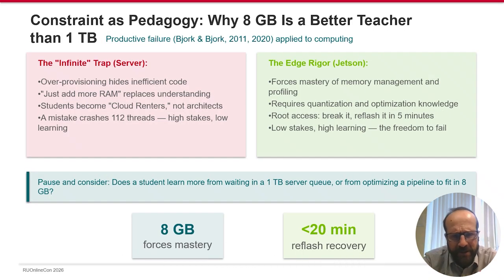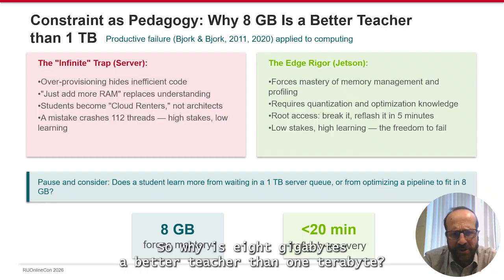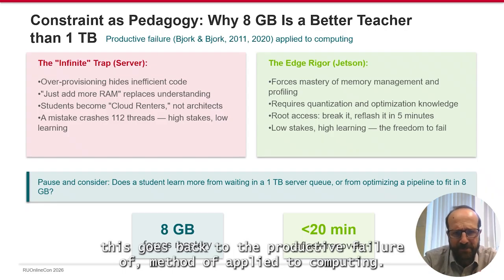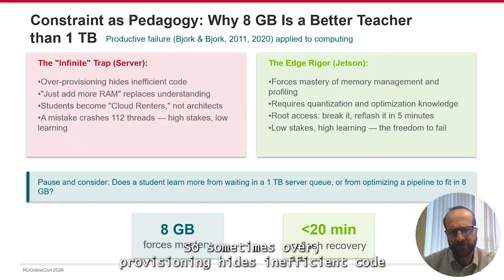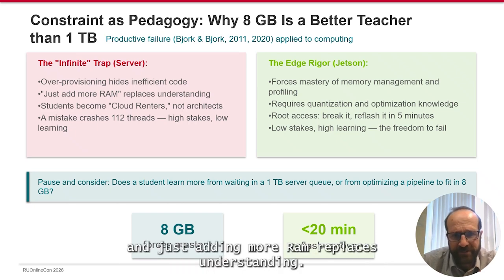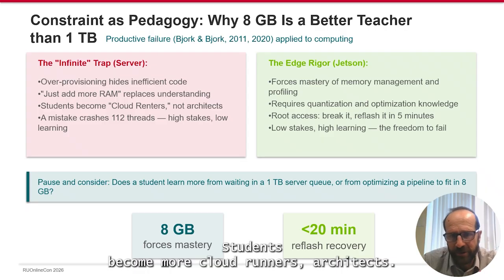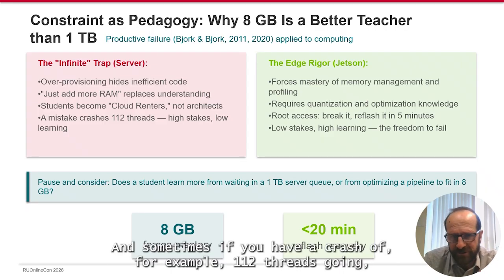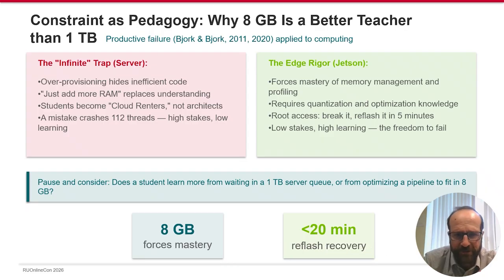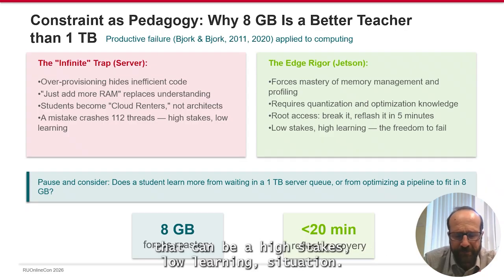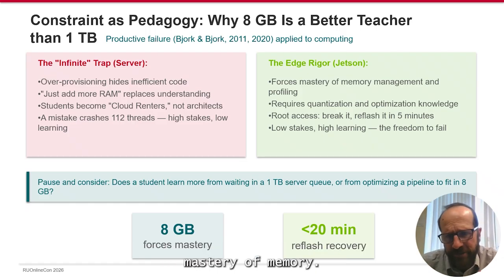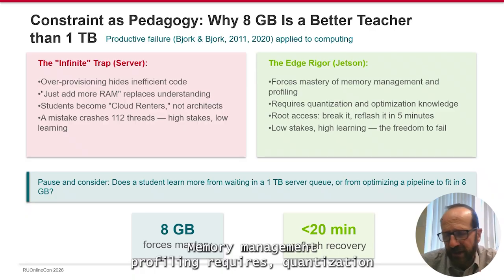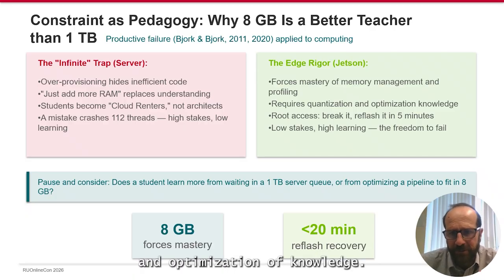Constraints as pedagogy. So why is 8 gigabytes a better teacher than 1 terabyte? This goes back to the productive failure method applied to computing. So, the infinite trap server. Sometimes overprovisioning hides inefficient code, and just adding more RAM replaces understanding. Students become more cloud runners, not architects. And sometimes if you have a crash of, for example, 112 threads going, that can be a high-stakes, slow learning situation. Whereas in edge computing, using something like the Jetson, it forces mastery of memory management and profiling, and requires quantization and optimization of knowledge.